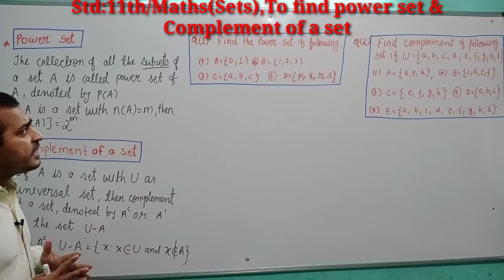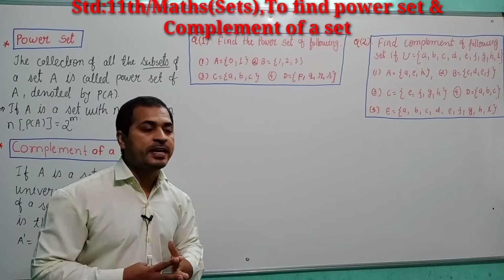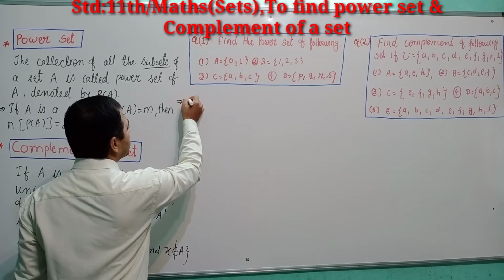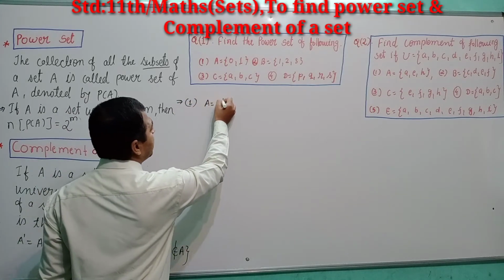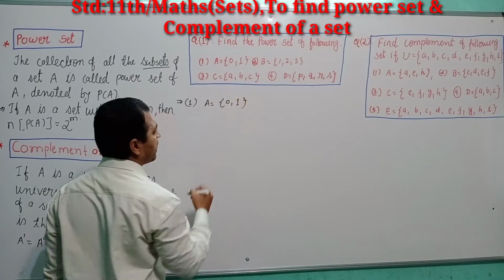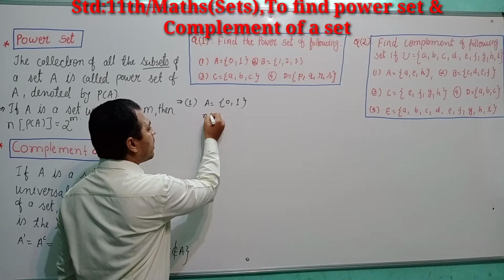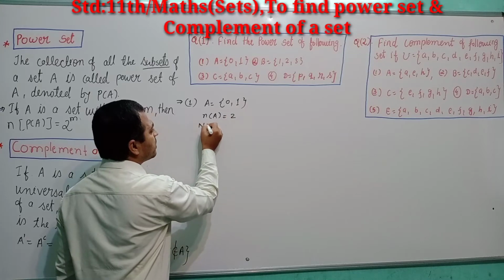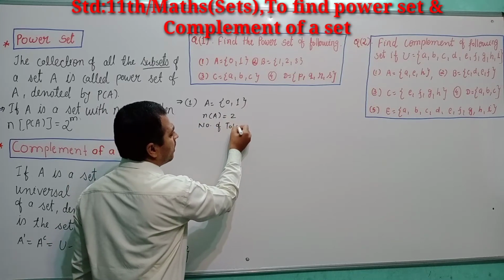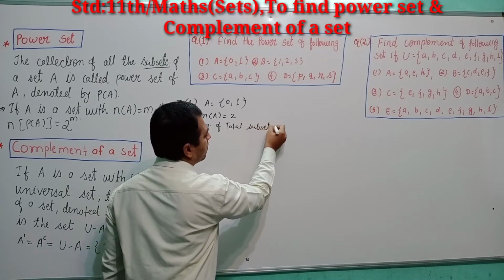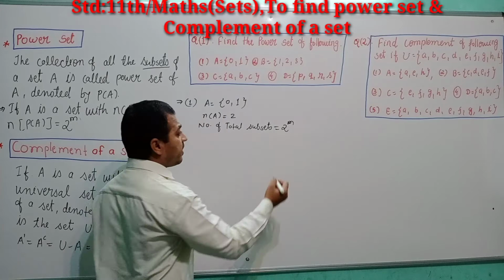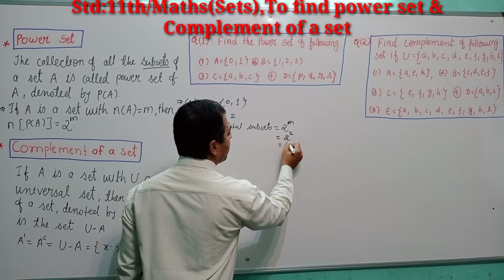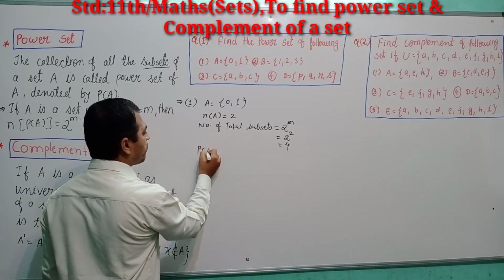In the very first question, it has been given that you will have to find the power set of the given set, right? Okay, let us see one by one. In the very first question students, a set A is given, you will have to find its power set. Here you can see that the order of the set, the number of elements, is 2. So the number of total subsets is 2 to the power m. The number of elements is 2, so the total subsets will be 4. Okay, we will find the power set of A.